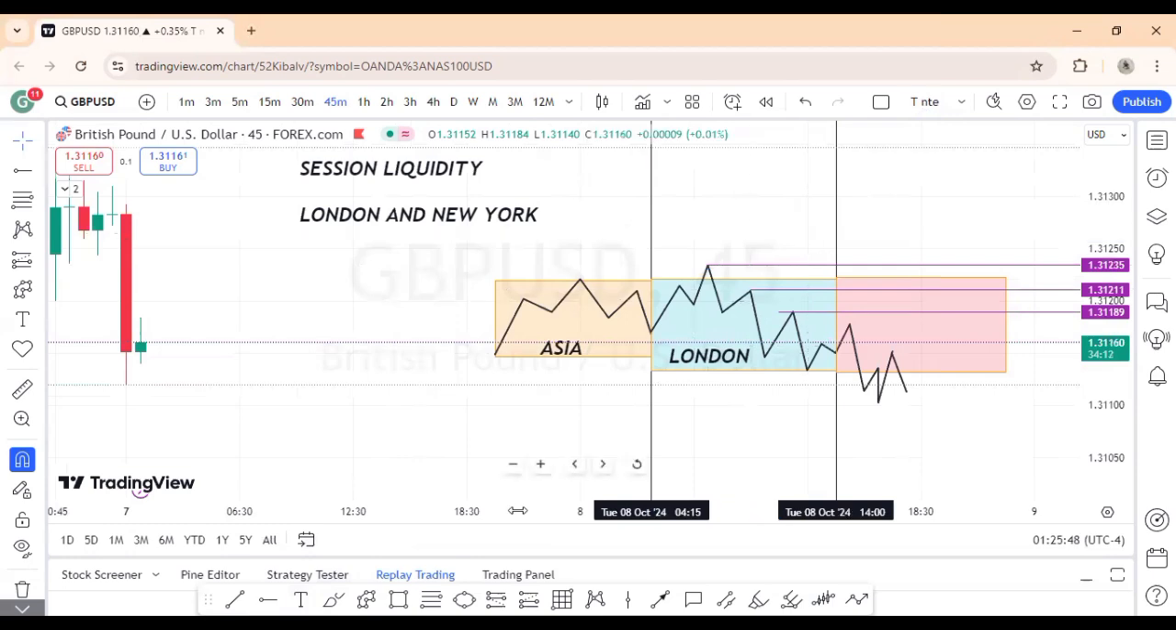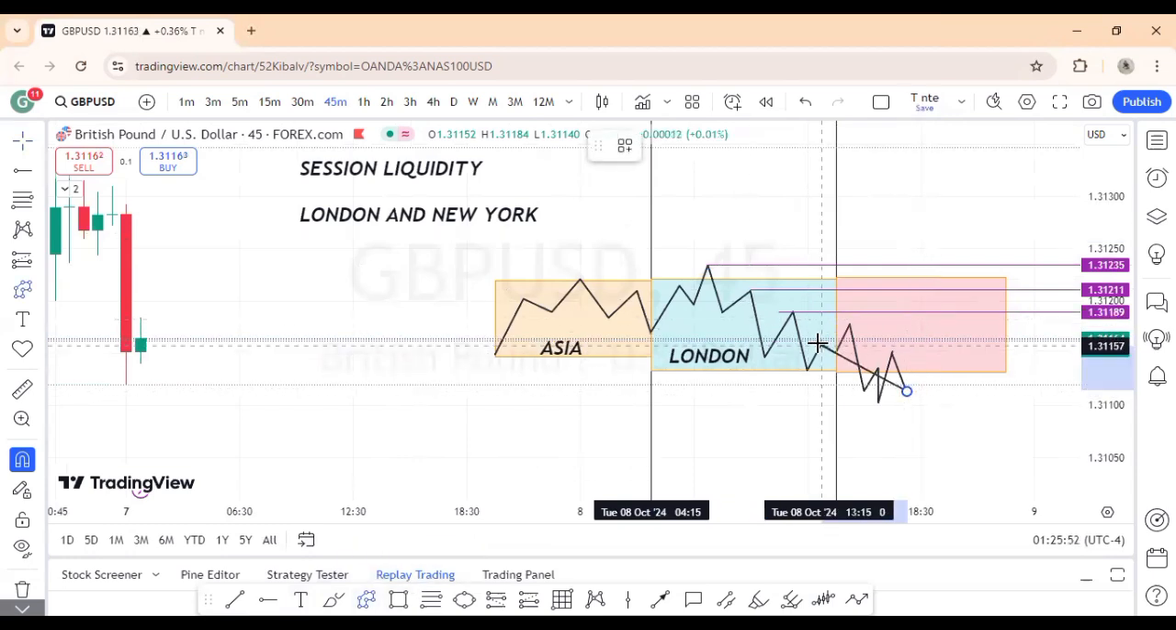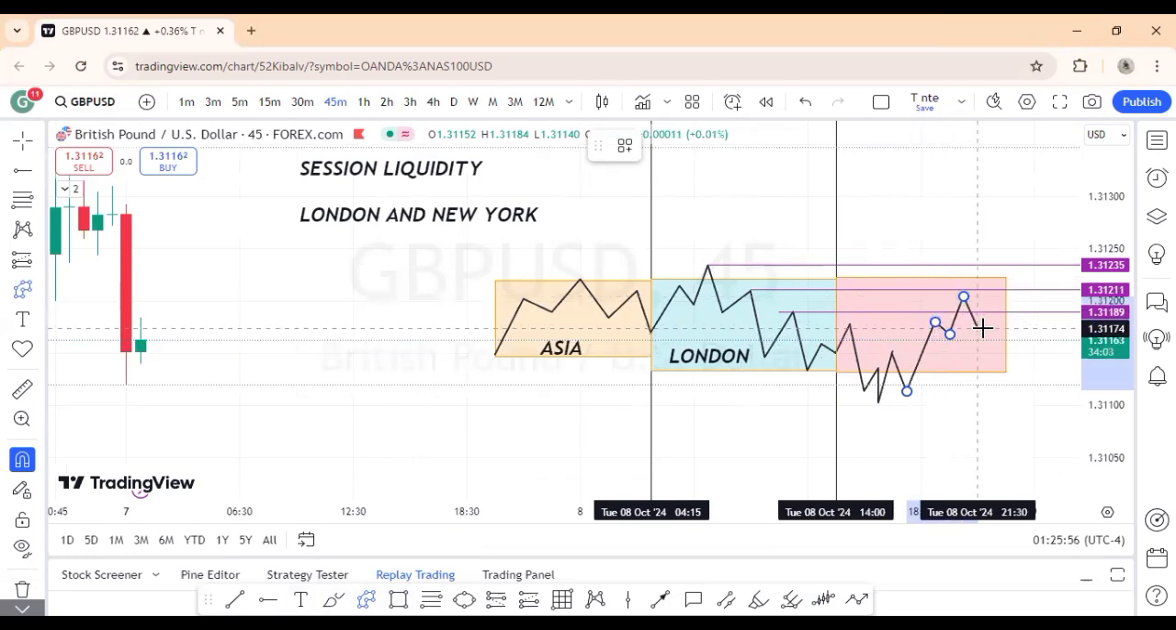So it's very logical that price would want to now start to seek London liquidity. So take out this high, take out that high, then we blast through this one, and then blast through this one, and then we finally blast through this last one.